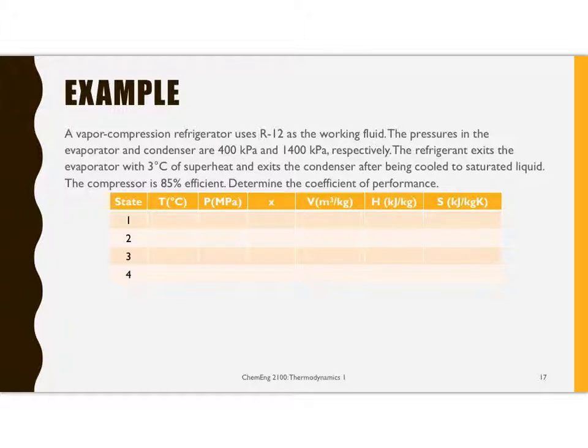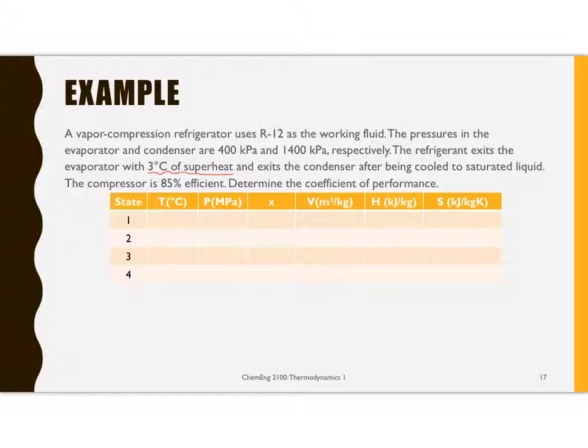Let's look at this example. A vapor compression refrigerator uses R12, often called Freon 12, as the working fluid. The pressures in the evaporator and condenser are 400 kilopascals and 1400 kilopascals, respectively. The refrigerant exits the evaporator with 3 degrees C of superheat. Now that's an odd one. We haven't really seen that one before. And it exits the condenser after being cooled to a saturated liquid. The compressor is 85% efficient, and based on this, we want to determine the coefficient of performance.